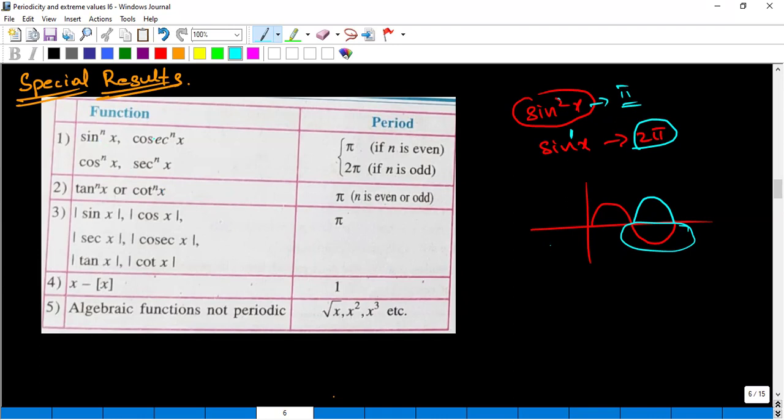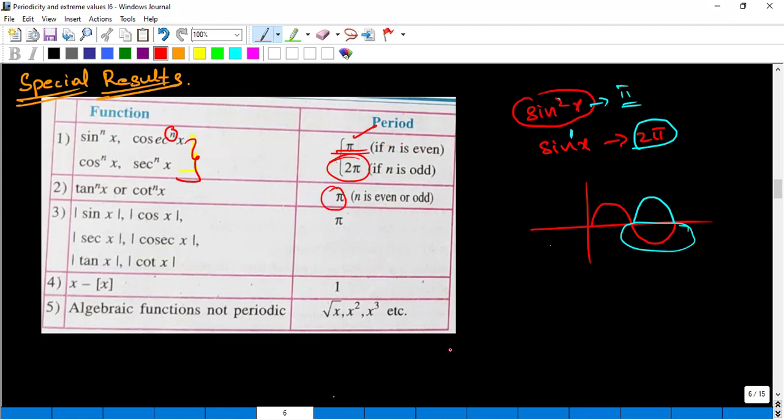Now for sine, cosecant, cos, secant, for all these, whatever the power we have, if the power is even, the period is pi. If the power is odd, the period is 2 pi. But for tan and cot, there is no change. Whether it is even or odd, we will take pi only.